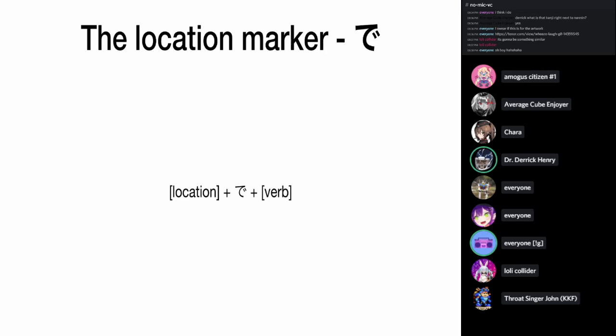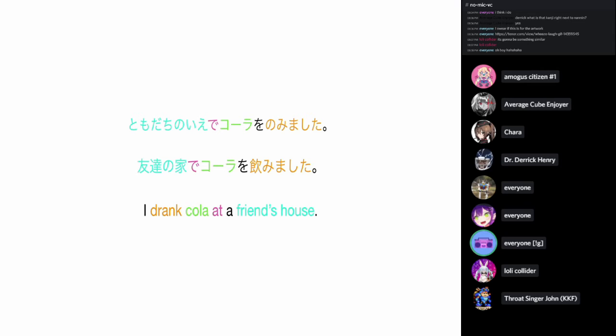We have an example for this. So, tomodachi no ie de kola o nomimashita. Tomodachi no ie is friend's house. De kola is cola. Kola o nomimashita. So, nomu was to drink. Nomimashita would be drank in the past. So, I drank cola at a friend's house.